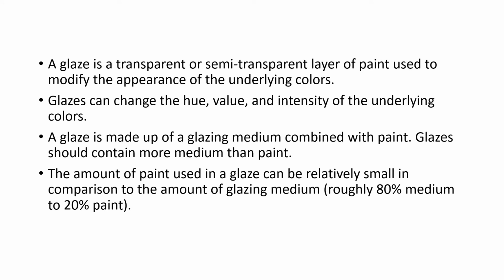A glaze is a transparent or semi-transparent layer of paint used to modify the appearance of the underlying colors. Glazes can change the hue, value, and intensity of the underlying colors. A glaze is made up of a glazing medium combined with paint. Glazes should contain more medium than paint.